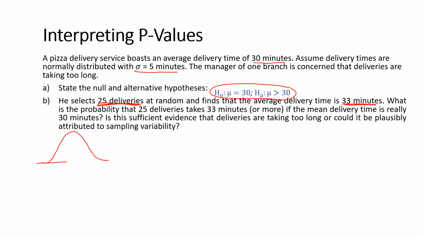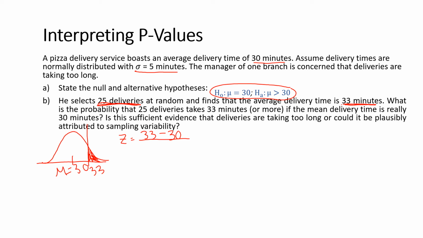I'm going to draw my curve. The mean is supposed to be 30, so I'm going to put 30 in the middle. But this sample wasn't 30. This sample was 33. So I want to know what is the probability of that. So again, I'm going to calculate my z-score. I observed that my sample took 33 minutes when I expected it to only take 30 minutes.